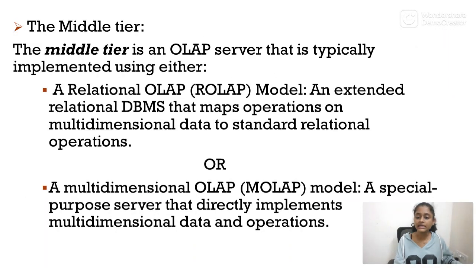Next comes the middle tier. This is an OLAP server that is typically implemented in two ways. So, what is an OLAP? It is online analytical processing. It has two models, a relational OLAP model, which is an extended relational database that maps operations on multidimensional data to standard relational operations. Then the other one is the multidimensional OLAP, which is also called MOLAP. This model is a special purpose server that directly implements multidimensional data and operations.